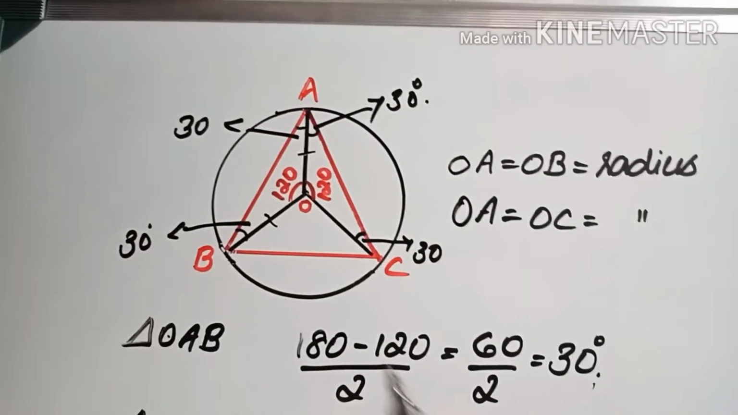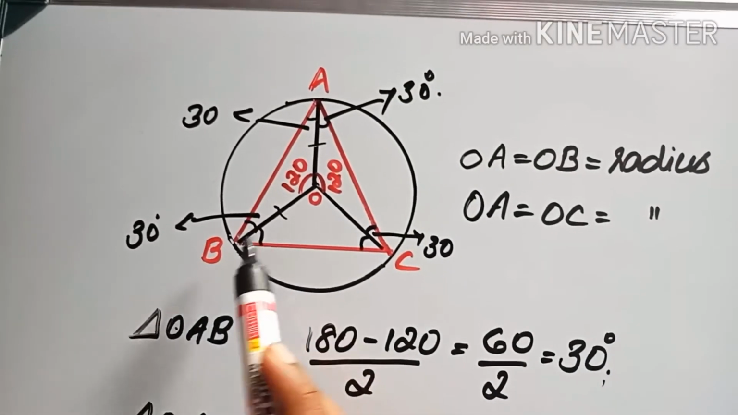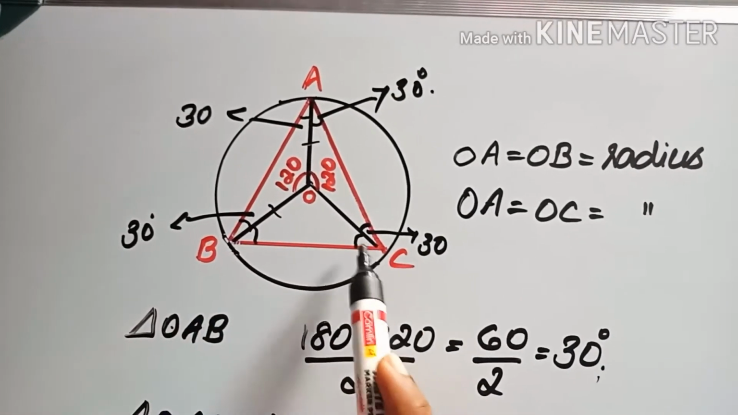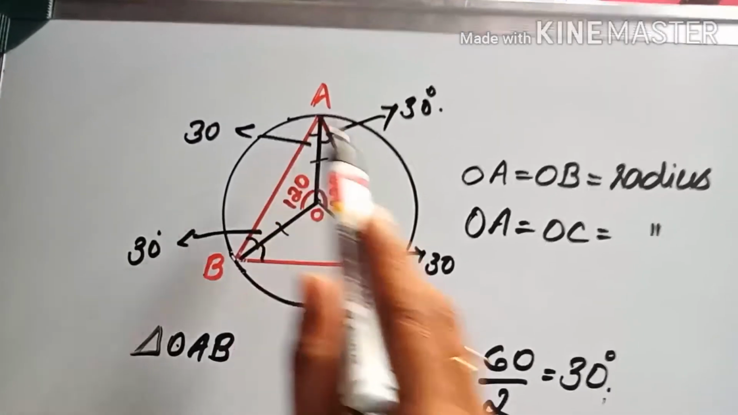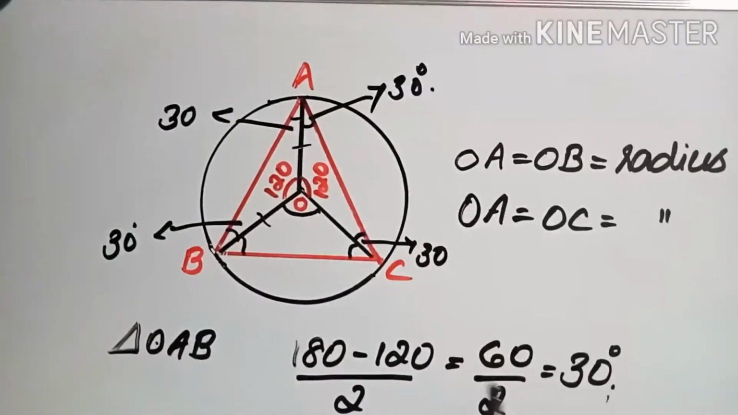Next, we need these two parts. Angle B is one portion, angle C is one portion, and then only can we add all these. So for that, we don't know the angle here.